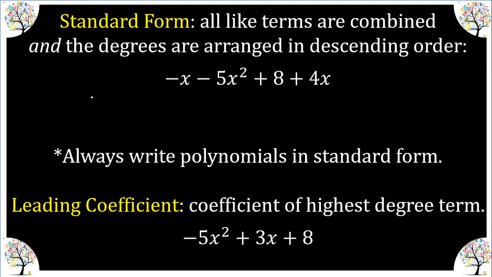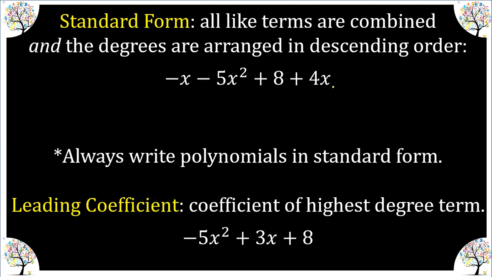Let's talk about 2 more vocab terms. Standard form. Standard form is when you have a polynomial where all the like terms are combined, and then the terms are arranged from the greatest to the least by degree. So let's look at this example.